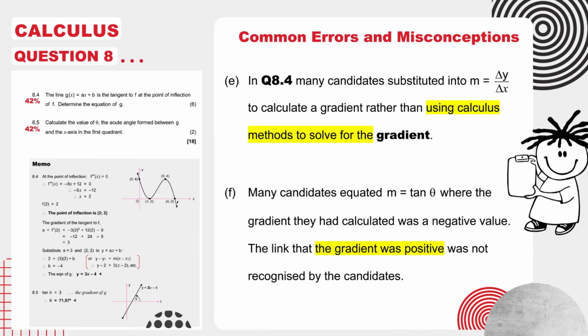If we look now at the common errors and misconceptions for these questions, in question 8.4, many candidates substituted into m equals change in y over change in x to calculate a gradient rather than using calculus methods to solve for the gradient. And for question 8.5, many candidates equated m equals tan theta, where the gradient they had calculated was a negative value. The link that the gradient was positive was not recognized by the candidates.